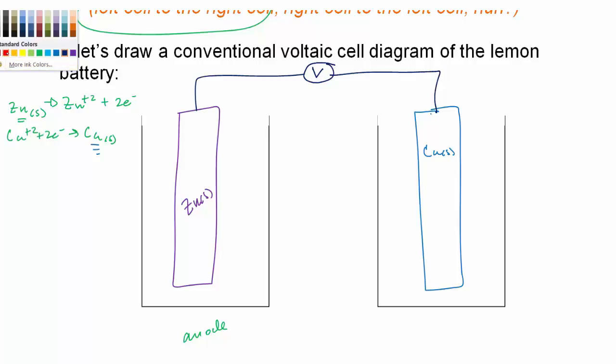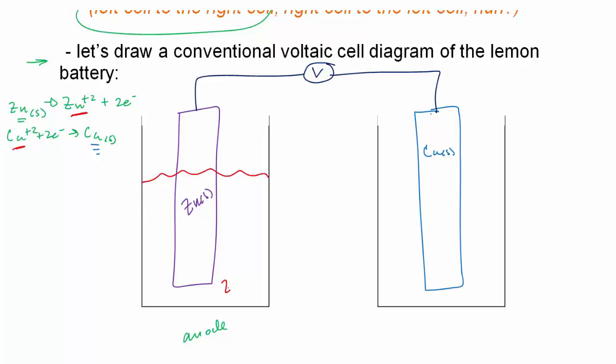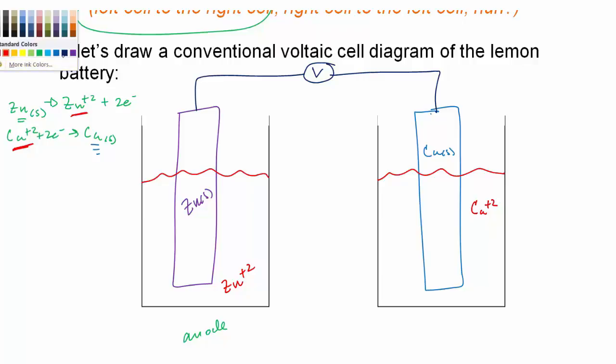Now we have to make some solution here, right? We need zinc ions and copper ions. So let's have a solution with zinc ions and another solution. But now we need copper ions. Okay, we're almost there, except if you remember messing around with electrical circuits, you always need a complete circuit. So our circuit is not complete.